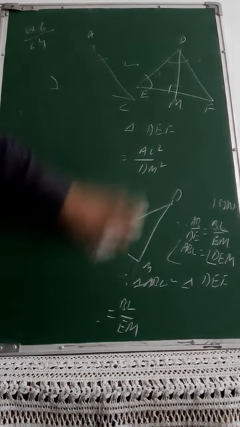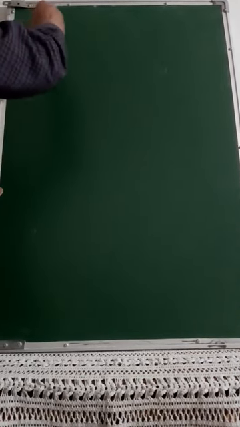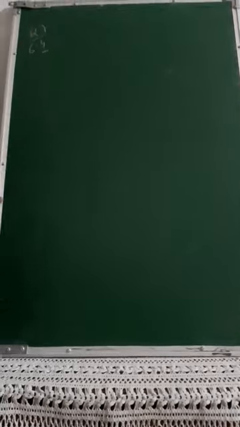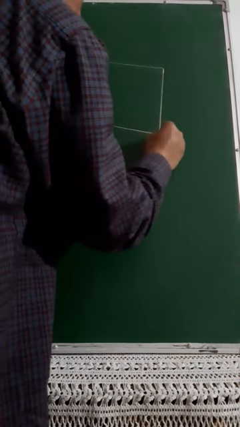Let us go to question number 7 then. In question number 7, prove that the area of an equilateral triangle described on one side of a square is equal to half the area of the equilateral triangle described on one of its diagonals. Very interesting question. Again you see here we are given a square ABCD.